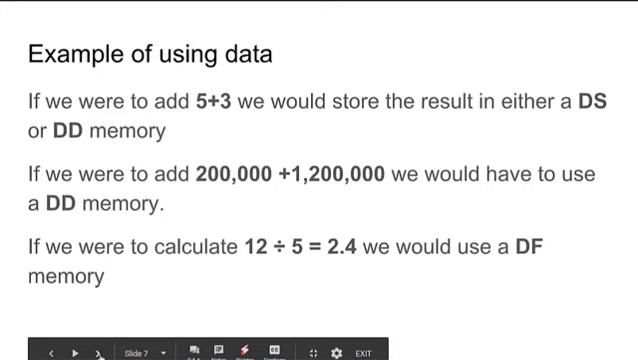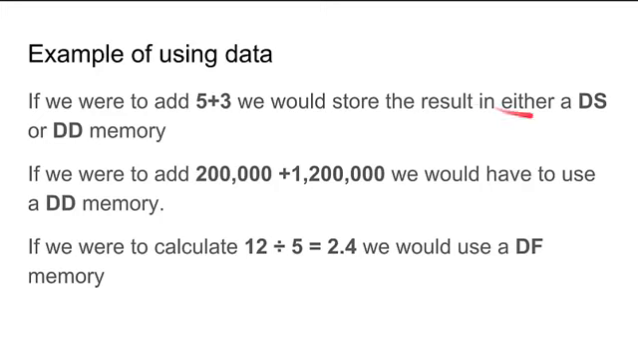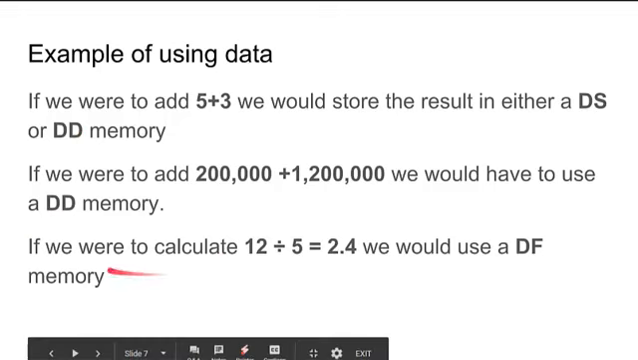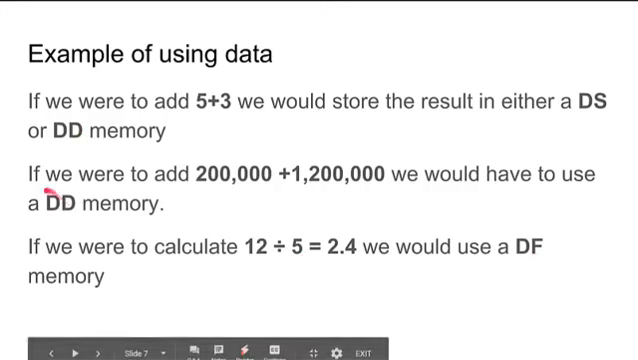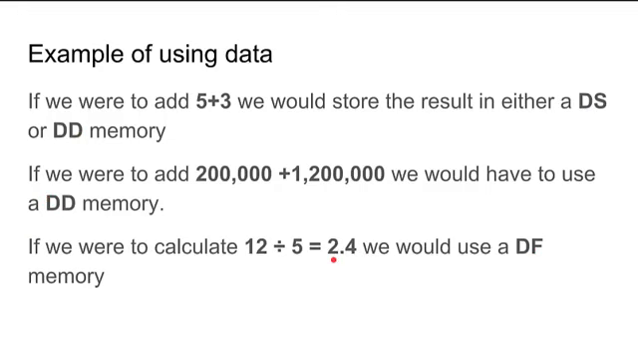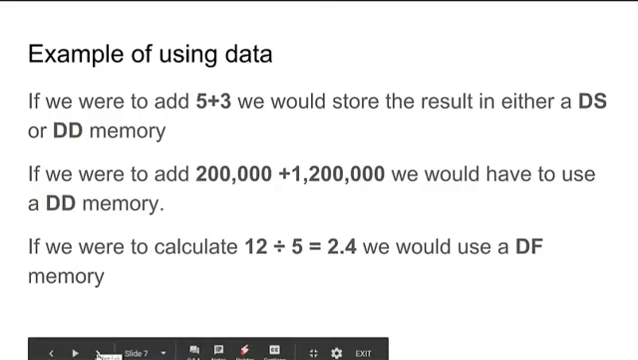Here's an example of using data. If we were to add 5 plus 3, we could store that in a DS or a DD memory. However, if we were to add 200,000 plus 1.2 million, we would have to use a DD memory, because if we put it in a DS, it can only go up to 65,000, or 32,000 as we saw, and it would just lop off that data. And if we do a calculation like 12 divided by 5, which equals 2.4, we'd have to use a DF. If we used a DD or a DS, we'd only get the 2. So programmers take care of these things.